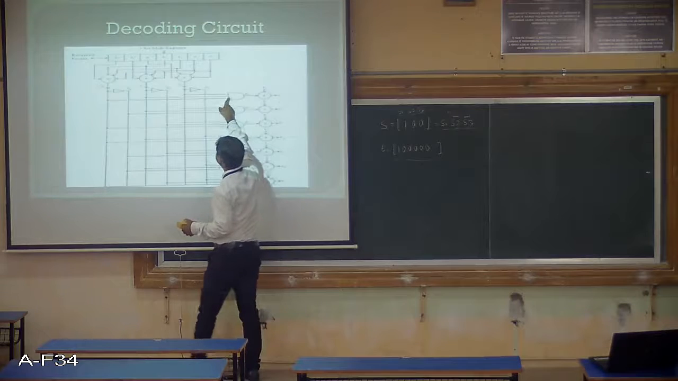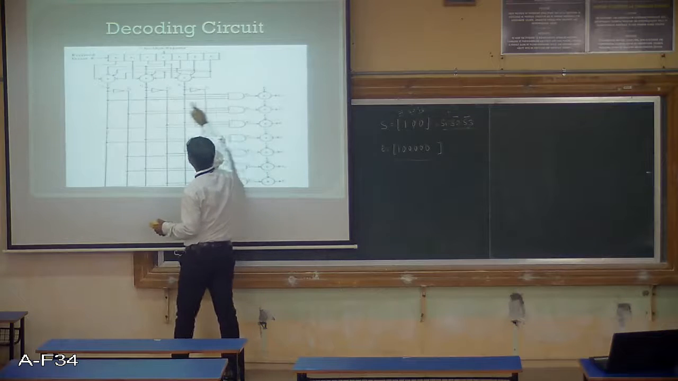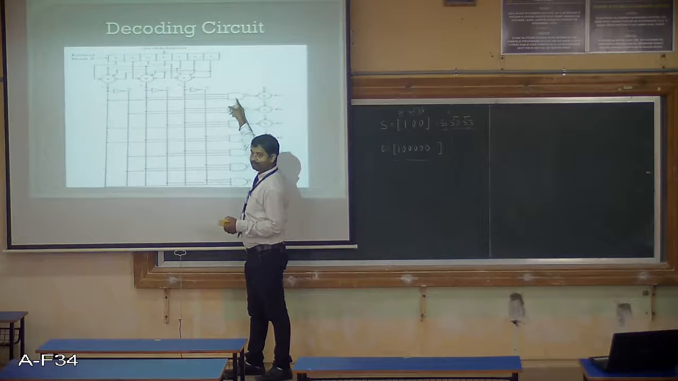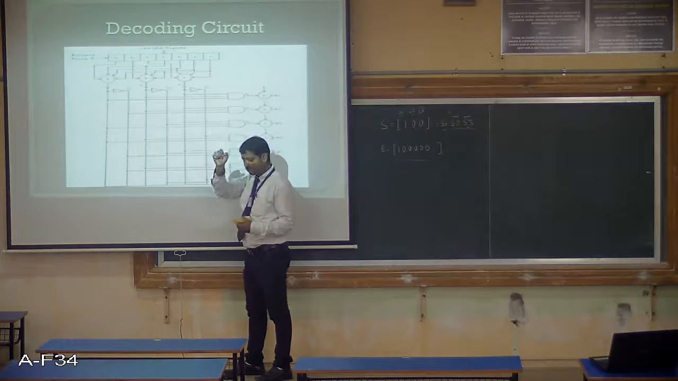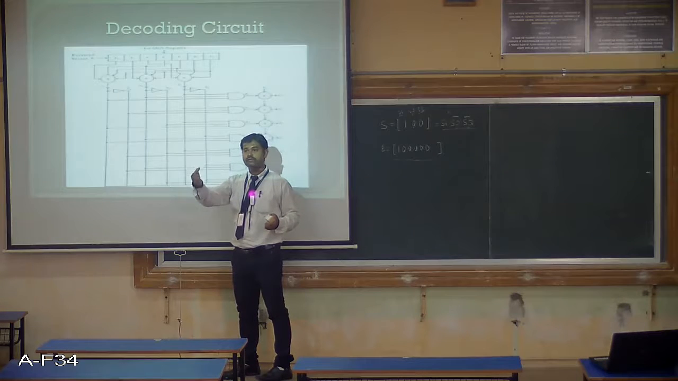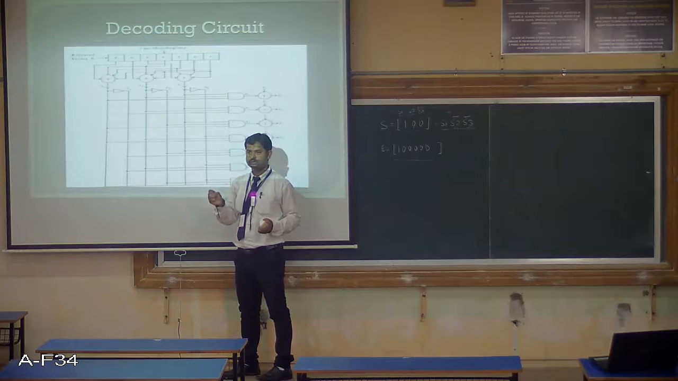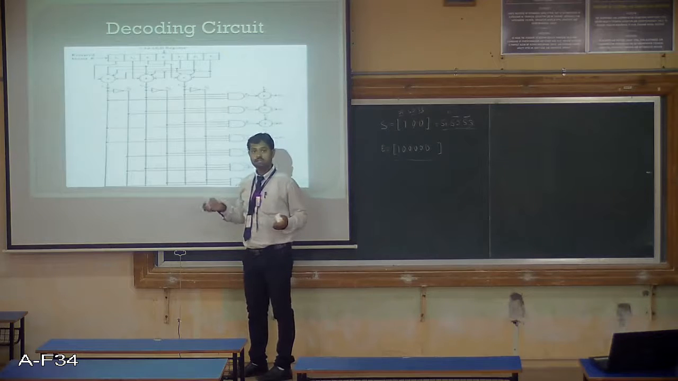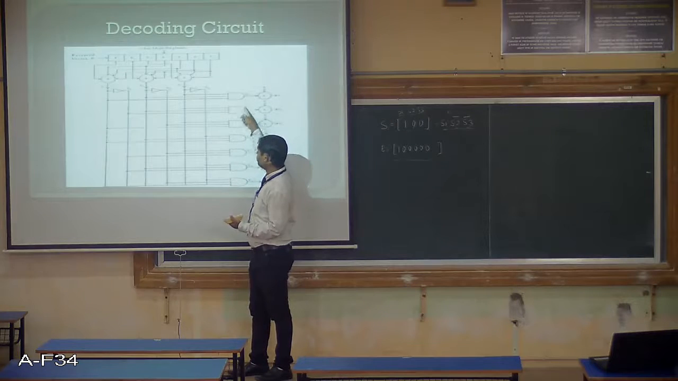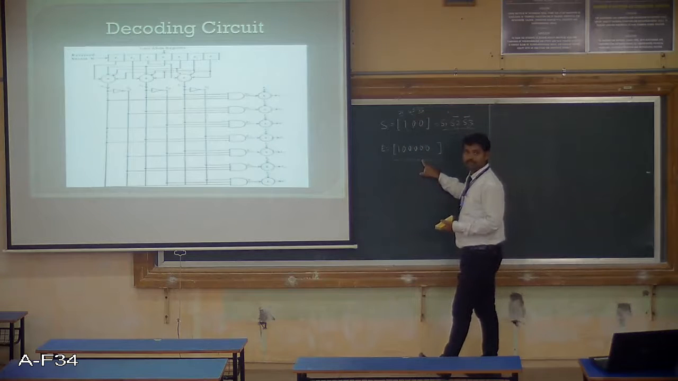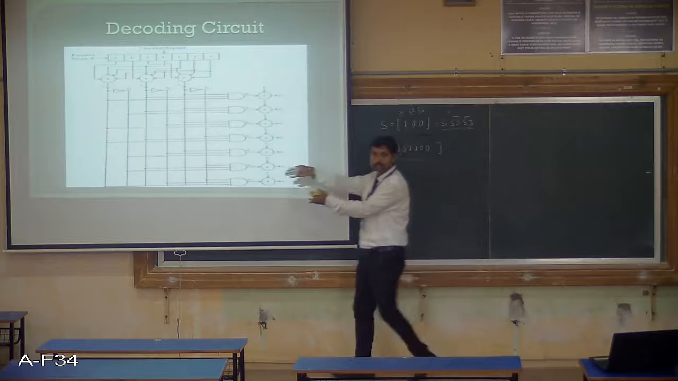Take S1 here. This is S2 bar. This is S3 bar. This is the AND gate. Whenever the 100 pattern appears in the syndrome, the top AND gate will give you a positive logic output, right? So this gate will be enabled. The rest of the gates will be disabled. So your error pattern is 1 followed by 5 zeros. Got this? The same thing I am just implementing with a couple of gates.